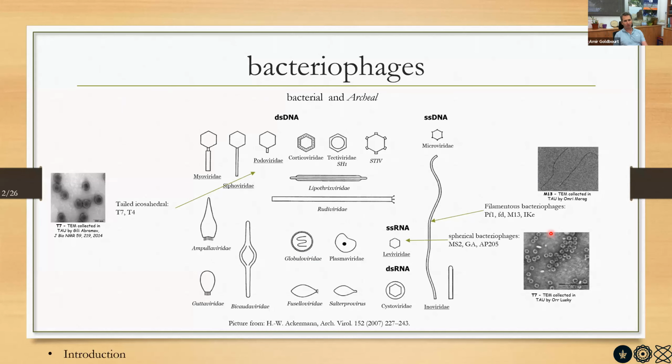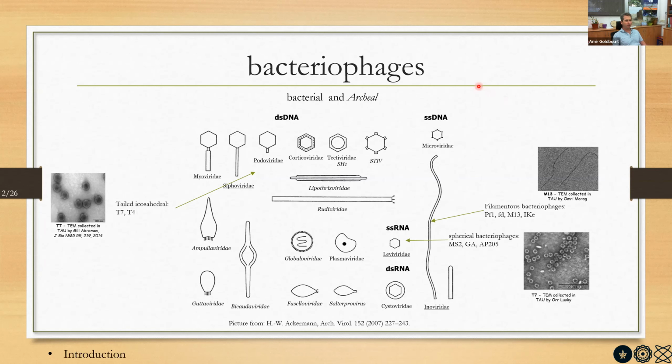So I'm going to talk about bacteriophages, and they were discovered about 100 years ago. They've been called bacteriophages, but these are actually both bacterial and archaeal phages, although it was not known that they also infect archaea. You can see different types and different shapes of these bacteriophages here. What is common is that they all have some type of a genome. It could be single-stranded RNA or DNA, or double-stranded RNA and double-stranded DNA.